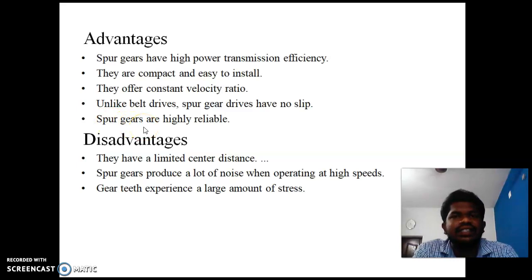The disadvantages are that it has limited center distance. The power transfer is only within a very short distance, for very small center distance. The distance between the two parallel shafts is minimum. Spur gear produces a lot of noise at higher speed. Gear teeth experience a large amount of stress, because there is complete engagement between the meshing gears, so a lot of stress acts on each tooth.